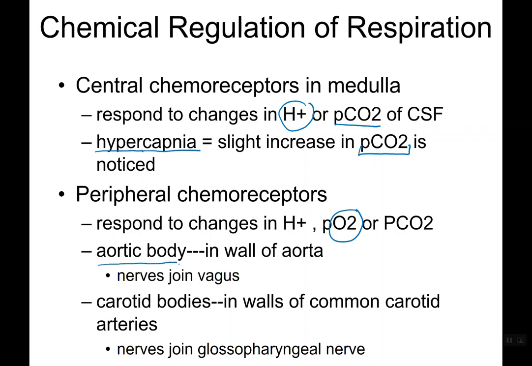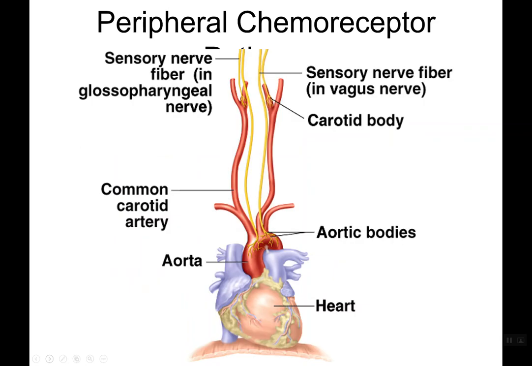So there's something called the aortic body in the wall of the aorta, and those nerves join the vagus nerve. There's also carotid bodies in the walls of the common carotid arteries, and those nerves join the glossopharyngeal nerve. So here's just an image of these. The nerves are in yellow. So there's diffuse aortic bodies, which are little clumps of cells throughout the aorta, and there are carotid bodies in the common carotid and the carotid sinus in the internal carotid.